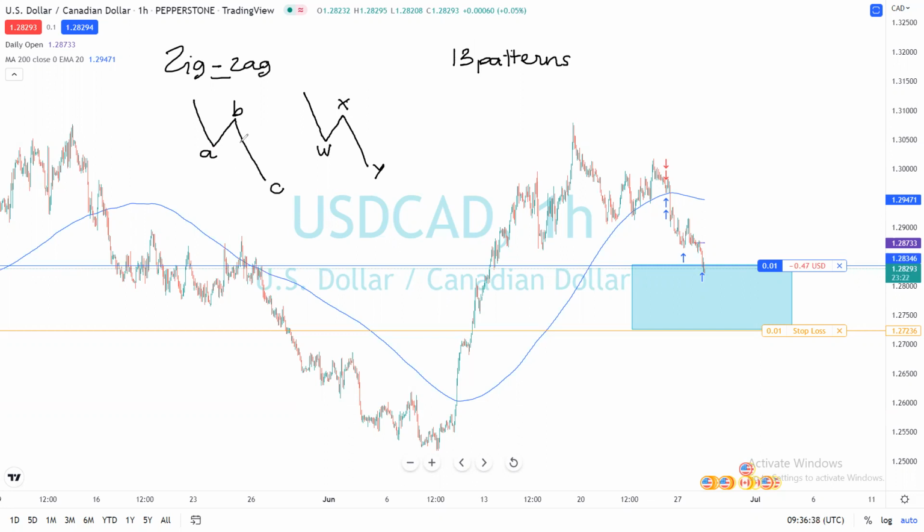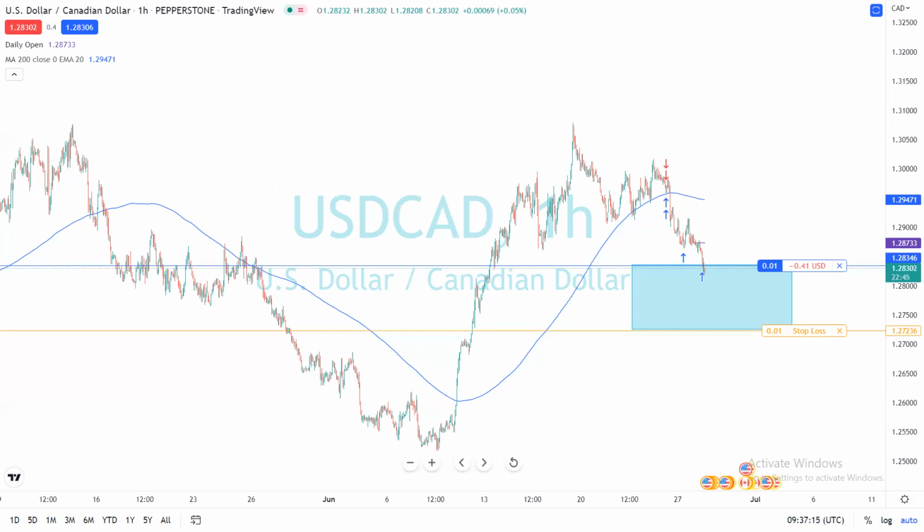Now, in an ABC, we call this the 5-3-5 pattern, because it's 5 waves followed by 3 waves followed by 5 waves. It's still a zigzag. Or we can have it as a WXY, which internally is composed of a 3-3-3 wave sequence. Okay, let's look at that in more detail.